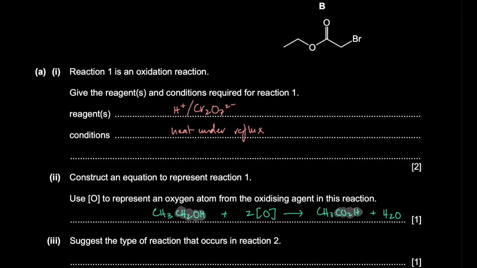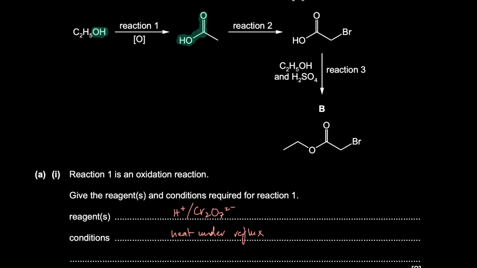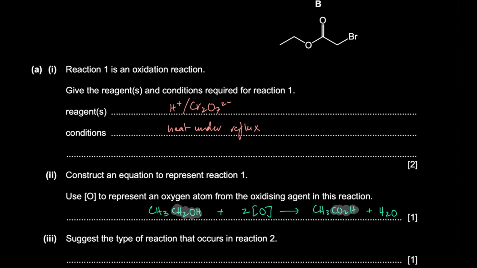Suggest the type of reaction that occurs in reaction 2. So what's the type of reaction in reaction 2? What we have is a CH substituted by a bromine. So what type of reaction is that? On a saturated carbon, if a hydrogen is substituted by a bromine or a halogen, that reaction is a free radical substitution reaction, right? That reaction is a free radical substitution reaction. Okay.